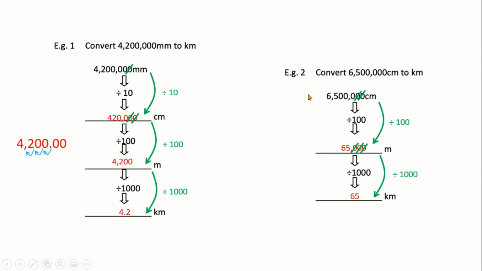So if I am converting 6,500,000 centimeters to kilometers, first I take them to meters and then I take them to kilometers. Now the day will come very soon when you will be able to go from centimeters to kilometers in one step. The day will come very soon where you will be able to convert from millimeters to kilometers in one step. And that's how you do these questions.